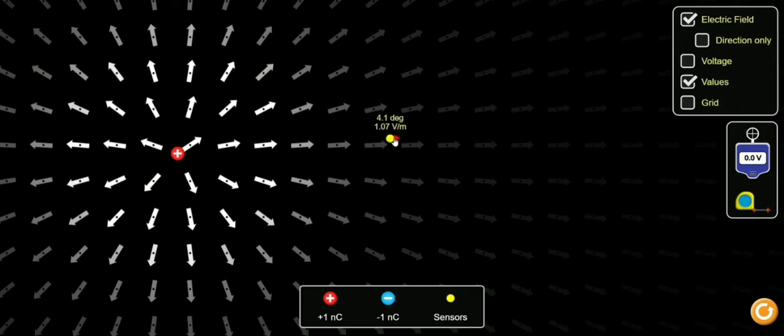Because E is proportional to 1 by r squared. So when the distance goes further, the effect of the electric field is very little, and once it reaches a certain value, it will become closer to 0. You see, like this. But it won't go to 0.